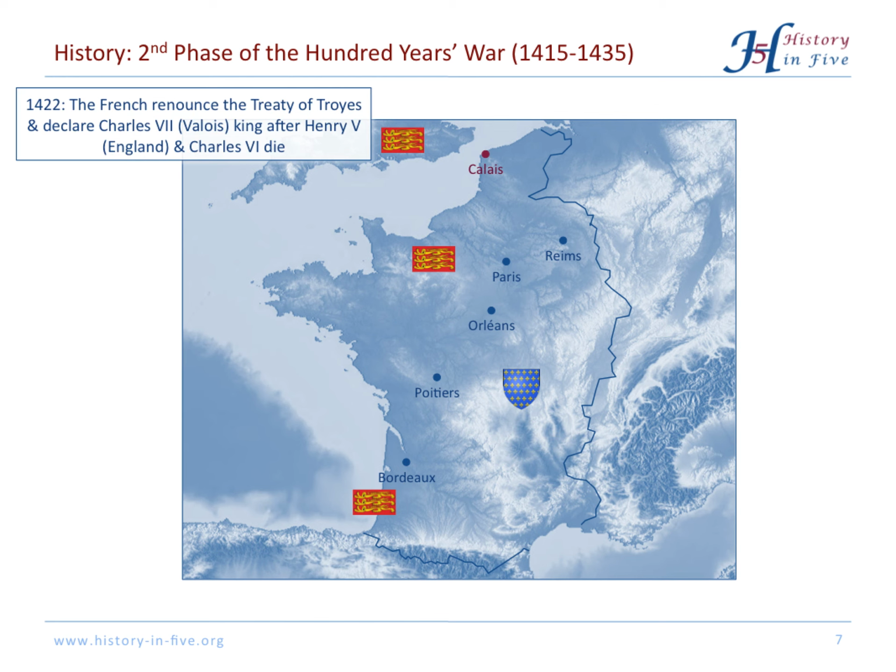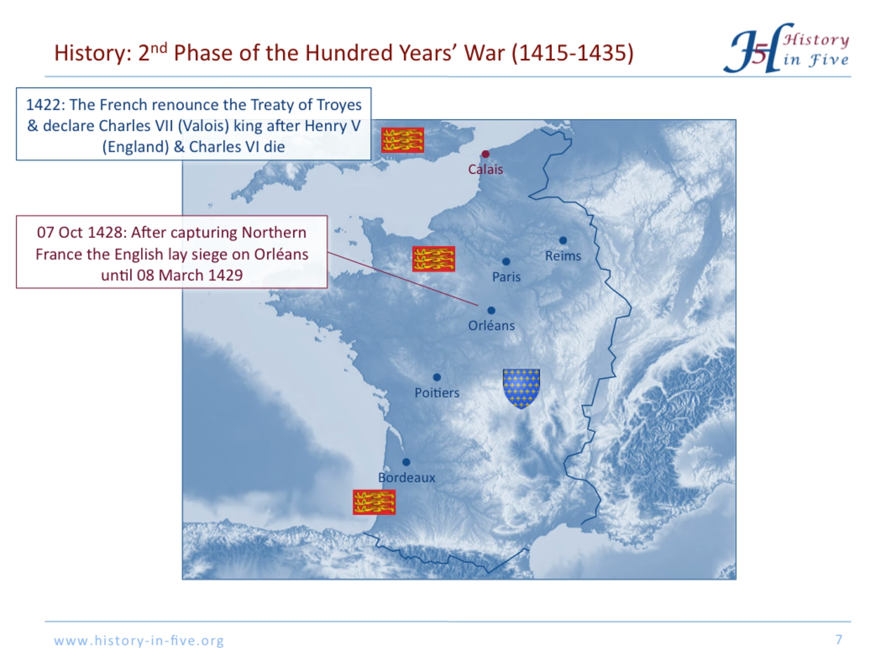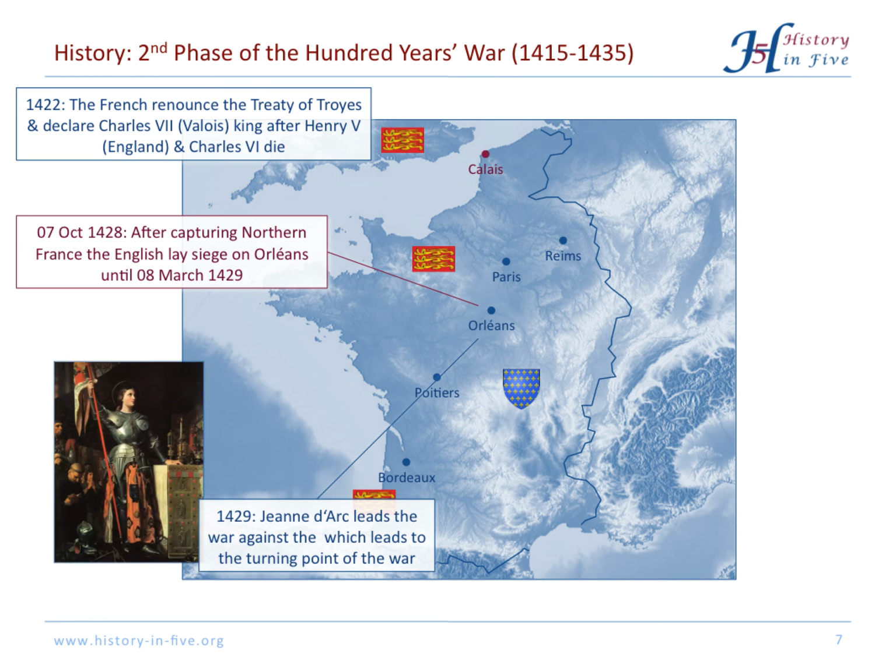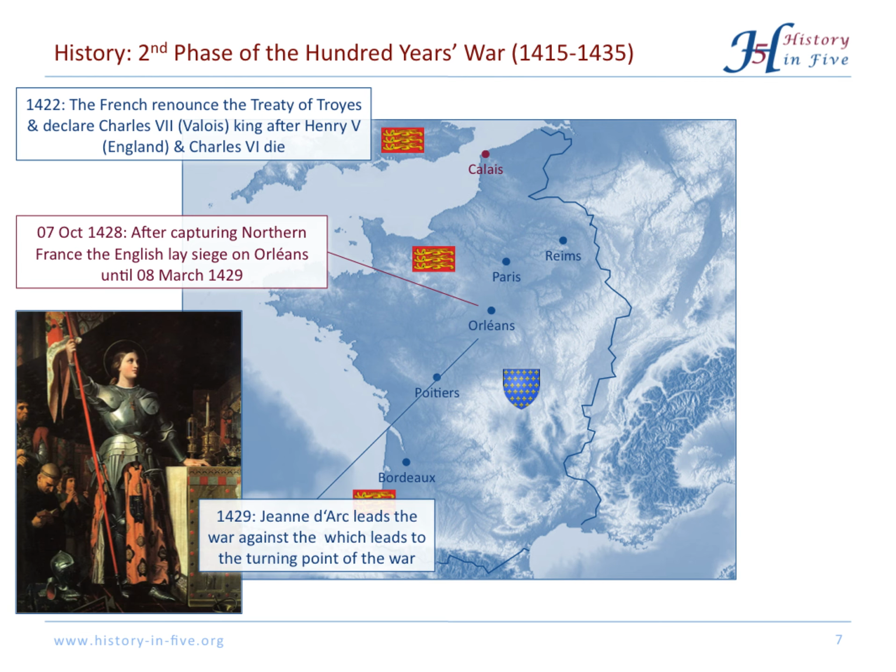However, Henry V of England died, and also the French king died. And then the French said, right, we can start again. Now the second phase was on. The English could capture northern France and laid siege on Orléans. And here now we have Jeanne d'Arc in Orléans who turned the war around. She promised the French king to be crowned in Reims, and that happened.